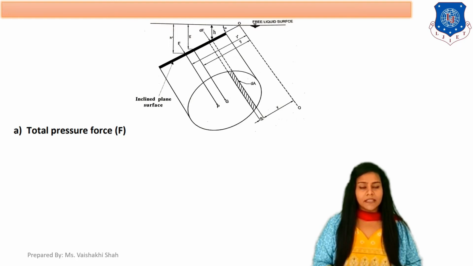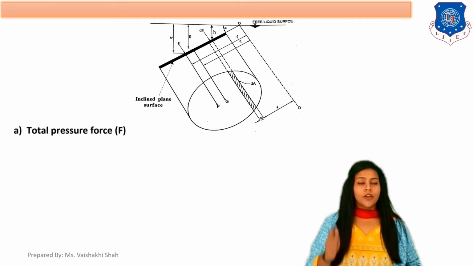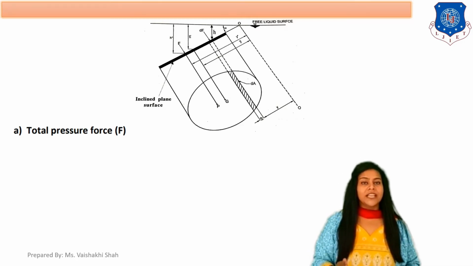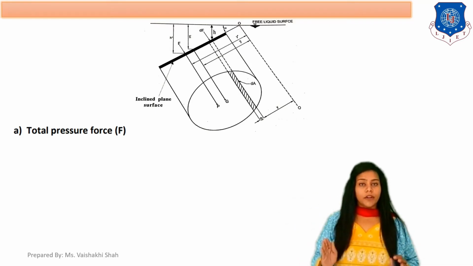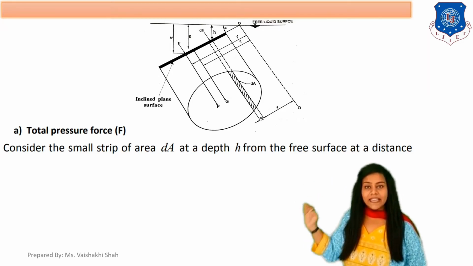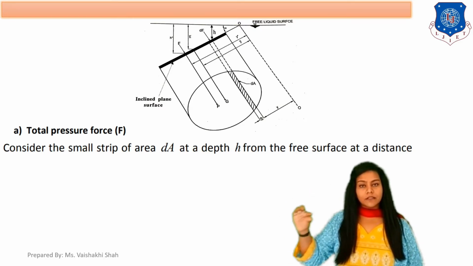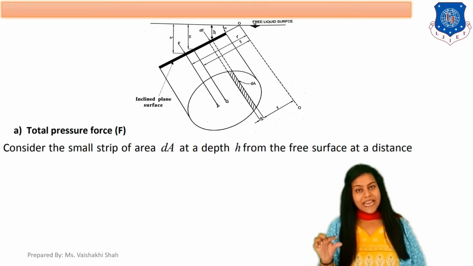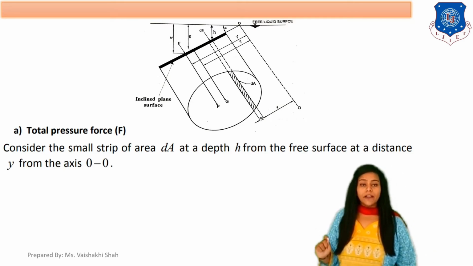If you remember, for a vertically immersed body the equation for total pressure force was F equals rho g h bar into A. Now we are finding the total pressure force equation for an inclined immersed body. For that, we consider a small strip of area dA at depth h from the free surface of the liquid, at distance y from the O axis.